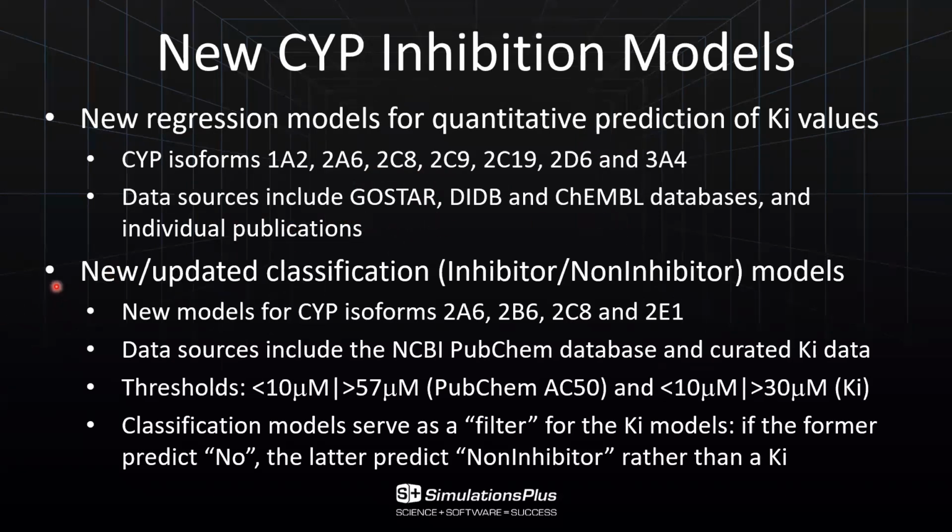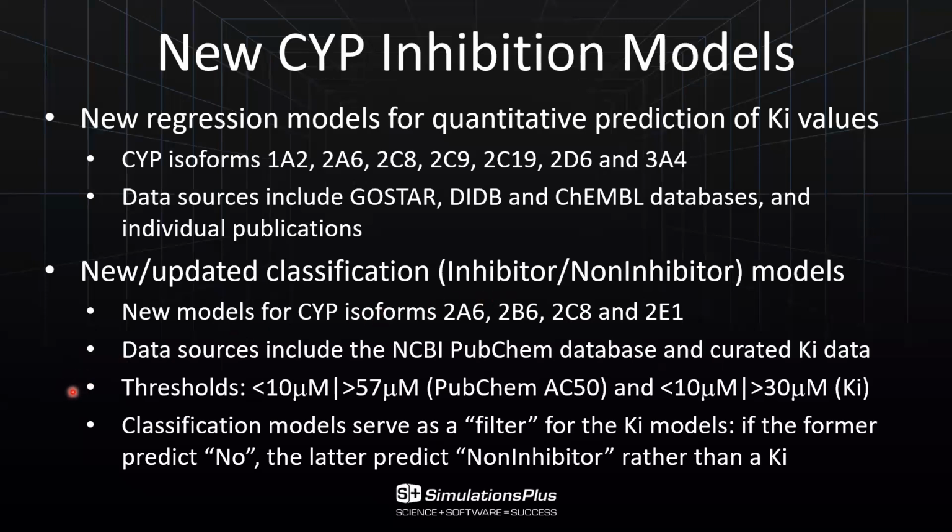There are also new and updated classification models that predict yes, no, or inhibitor, non-inhibitor. The new models are for these 4 minor CYP isoforms, and then we've updated the existing models for the 5 major ones. Here, the data sources include the PubChem database, as well as the data that we curated in the development of these Ki models.